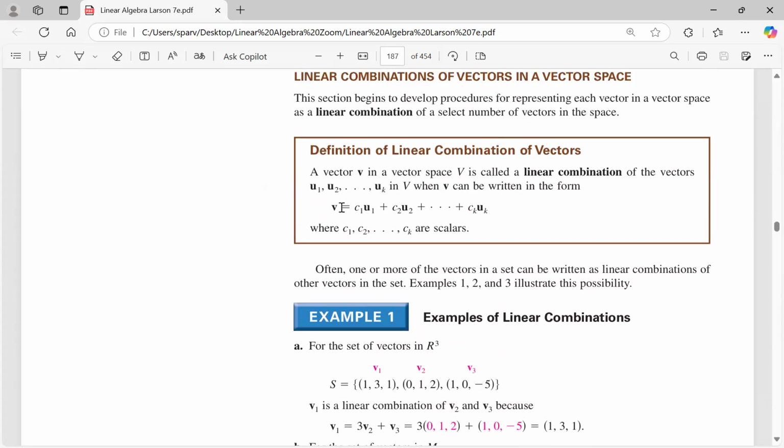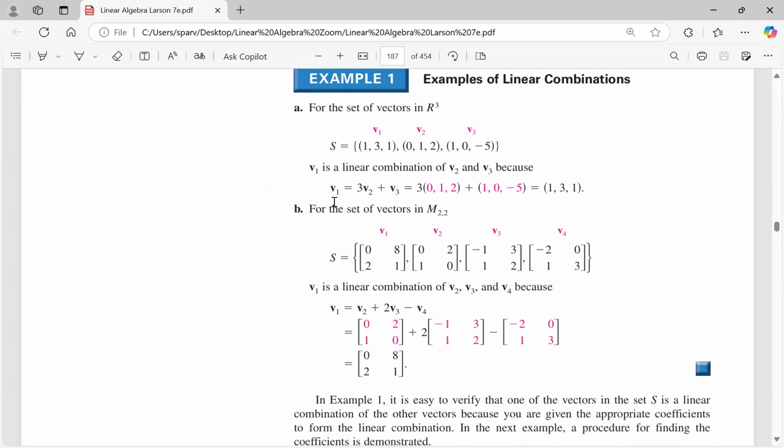Remember the linear combination? This vector V right here is in the parent vector space V. So are these U's. So all of these vectors are in V. We want to write one, in this case he's choosing V1, as a linear combination of the others. So V1, it says, is 3v2 plus v3. He's shown you that it works. So this vector is a linear combination of v2 and v3.